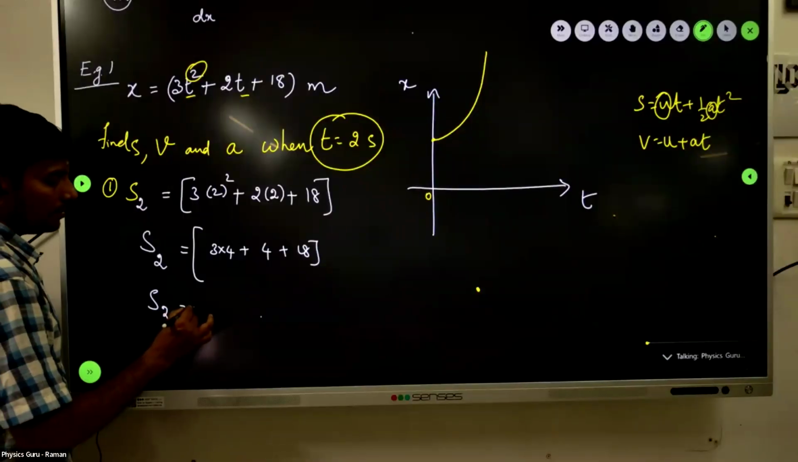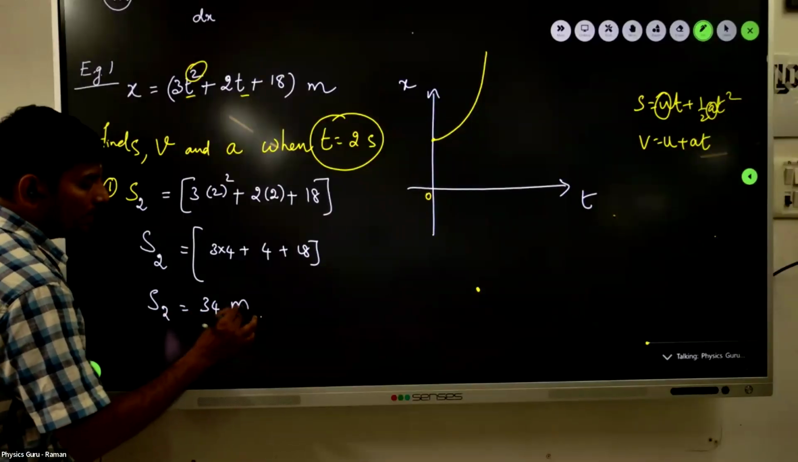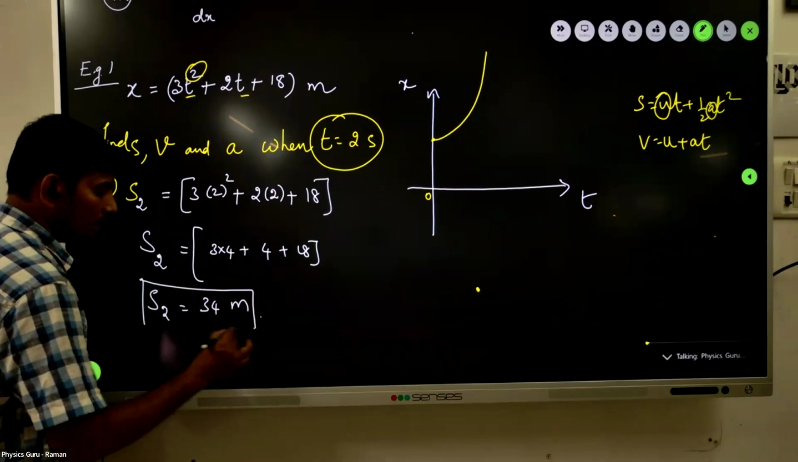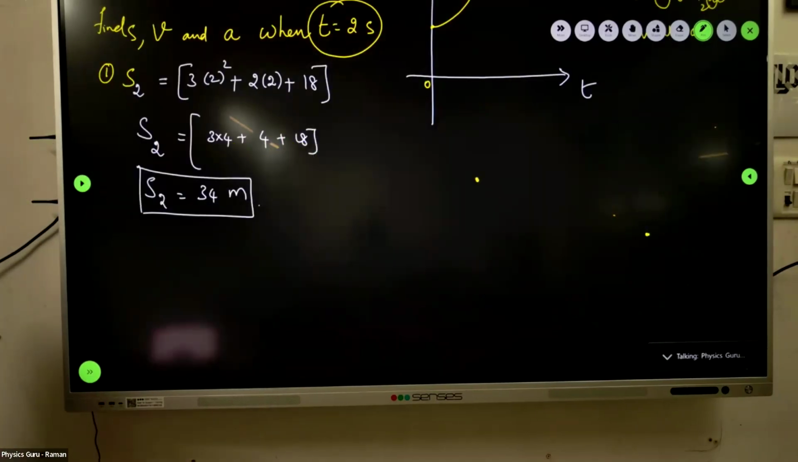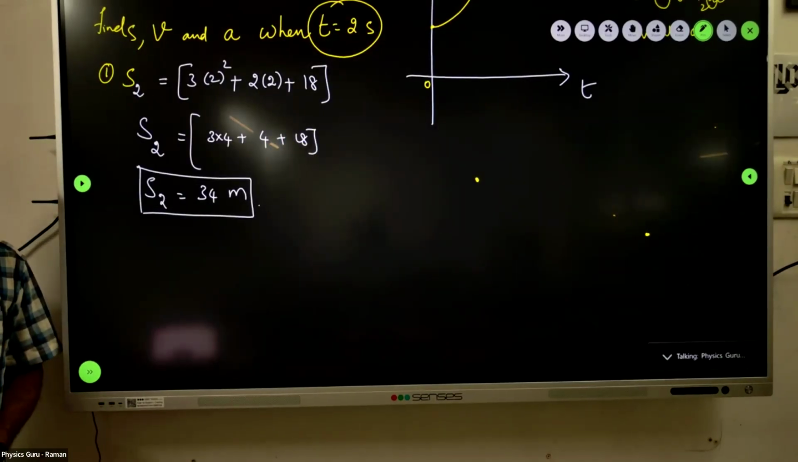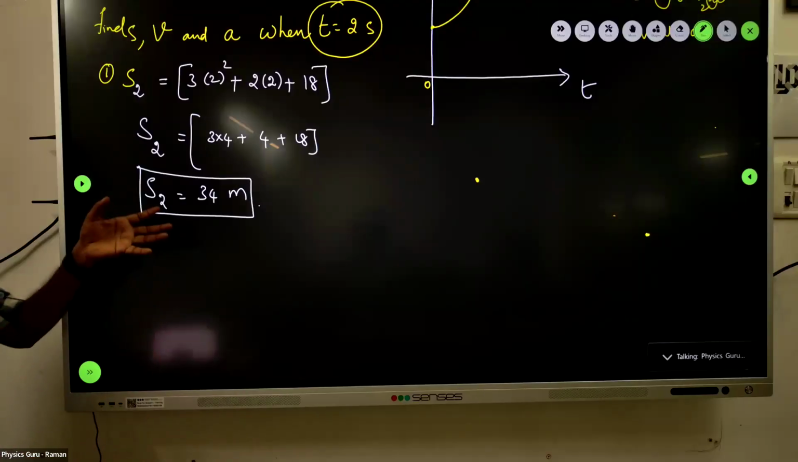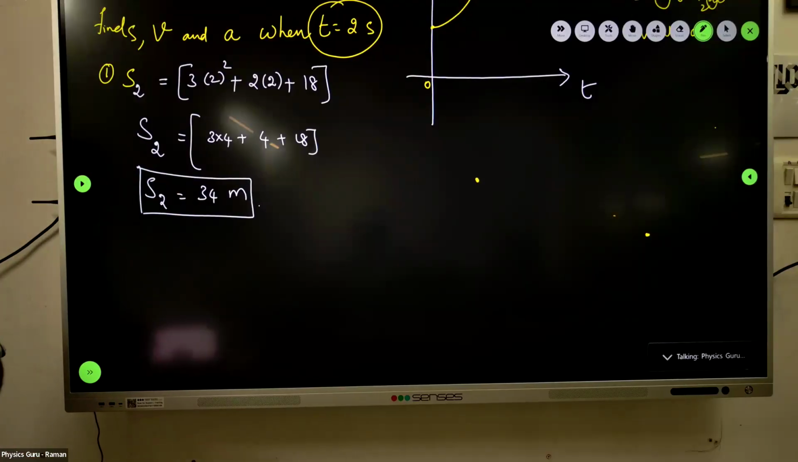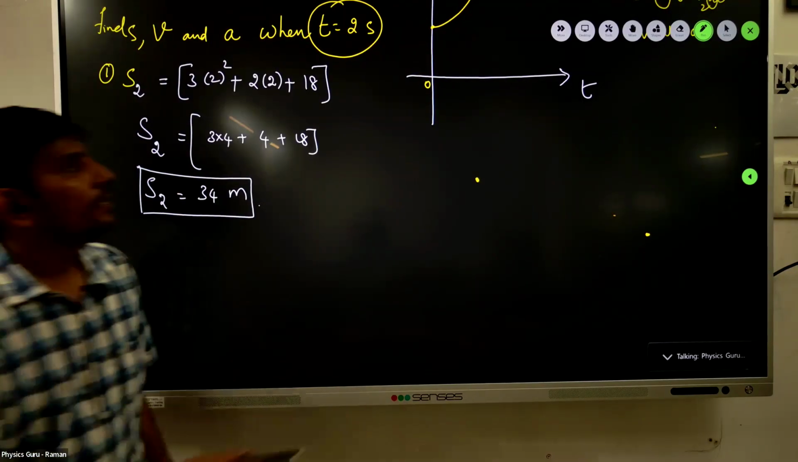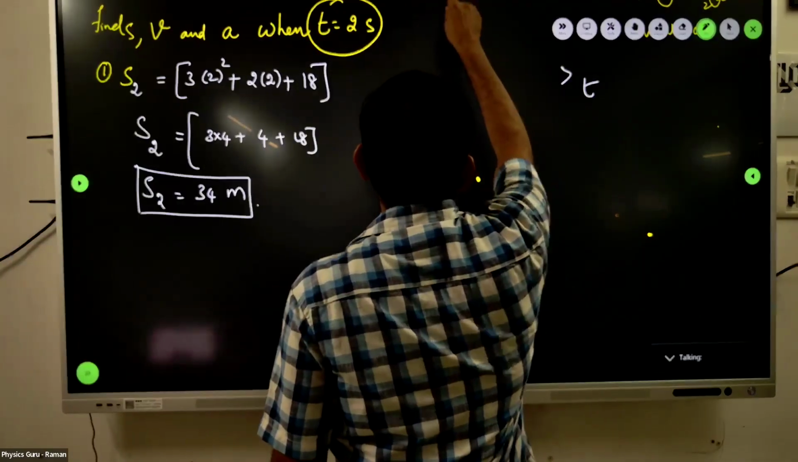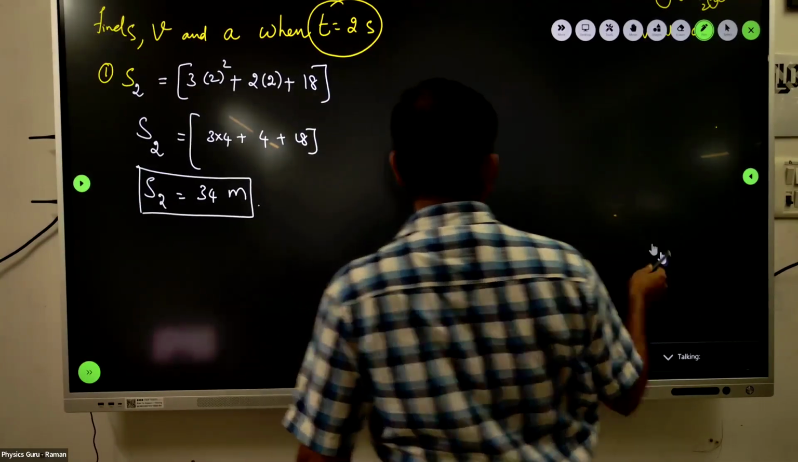Gives how much is this? 34. Very good, sir. So 34 meters is the displacement of the body when the time is equal to 2 seconds. What do we call this? Instantaneous displacement. What do we call this? Instantaneous displacement. Correct?